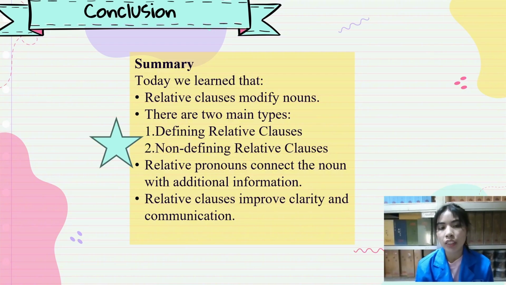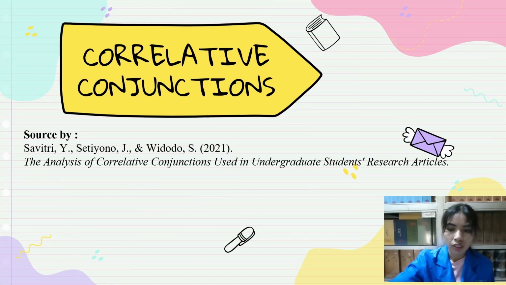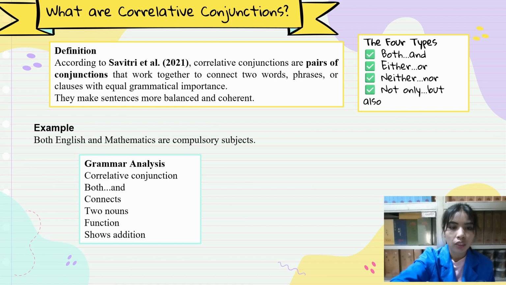Okay, now I will continue with my second topic, the correlative conjunction. Correlative conjunctions are pairs of conjunctions that work together to connect words, phrases, or clauses with equal grammatical importance. The four common types are both...and, either...or, neither...nor, and not only...but also. These conjunctions always occur in pairs.